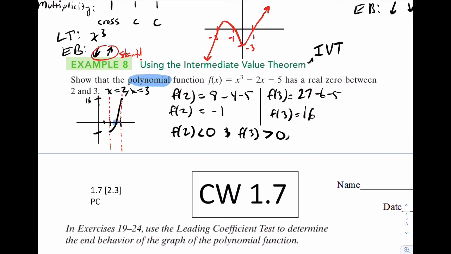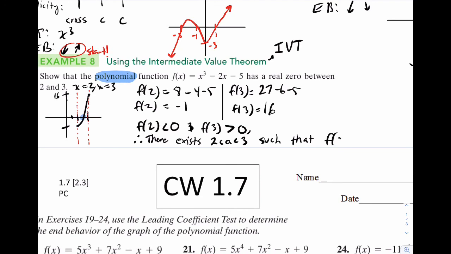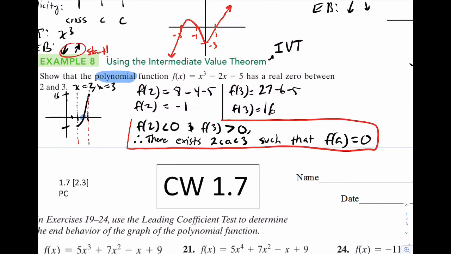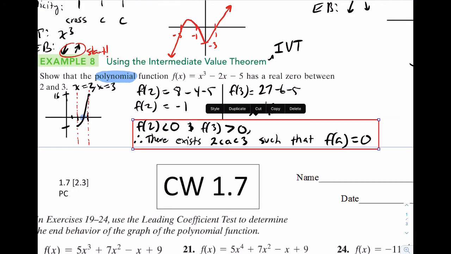So I'm going to put comma. Therefore, there exists some value, a, to make that more clear, a, between 2 and 3, the x values we were working with, such that f of a is equal to 0. And that's how we're going to formally state our answer. That's it.